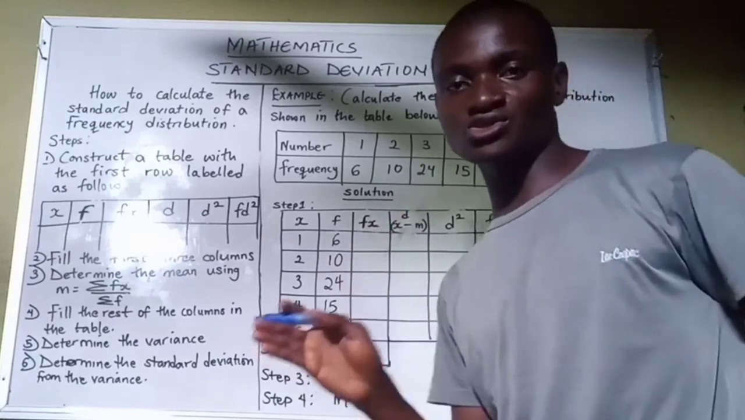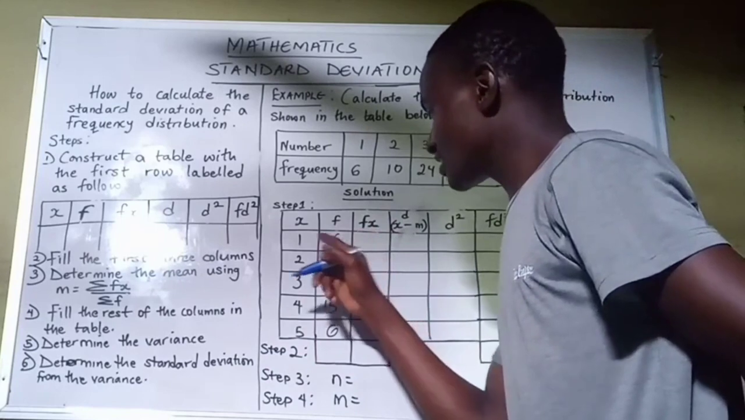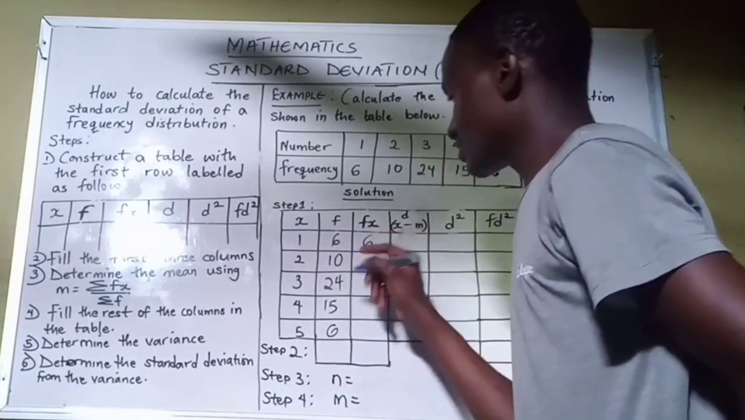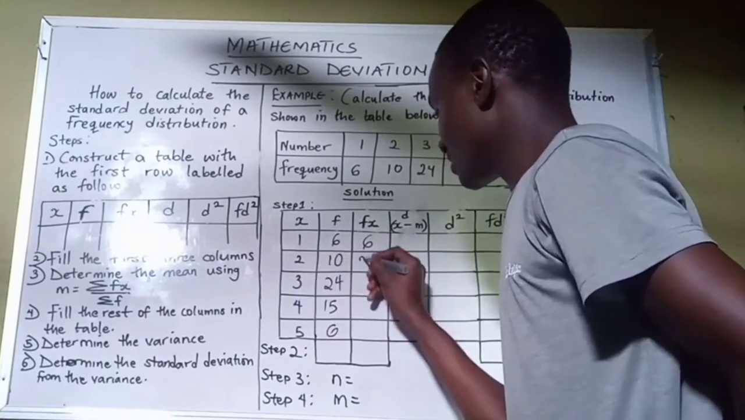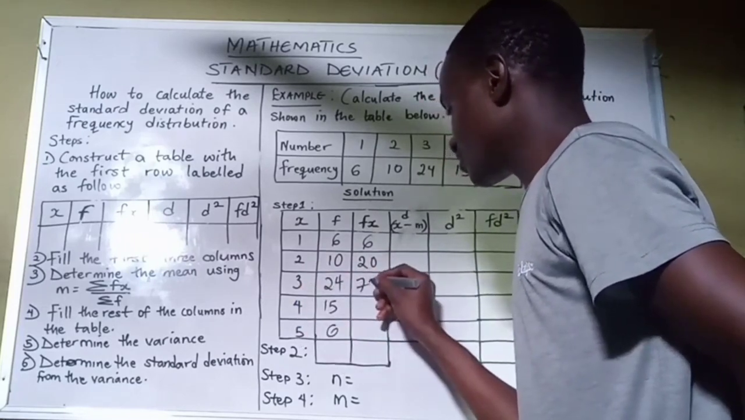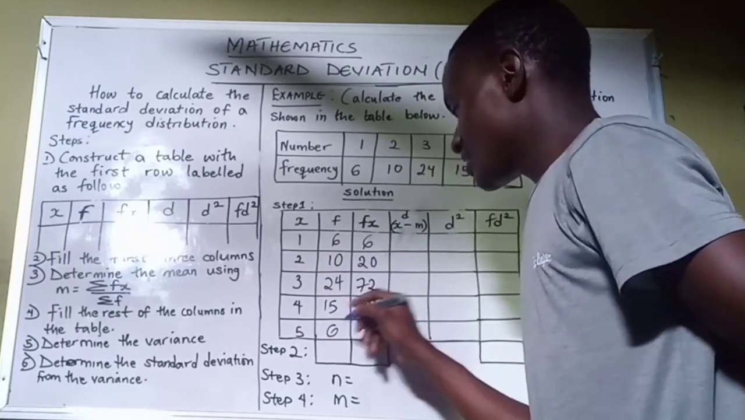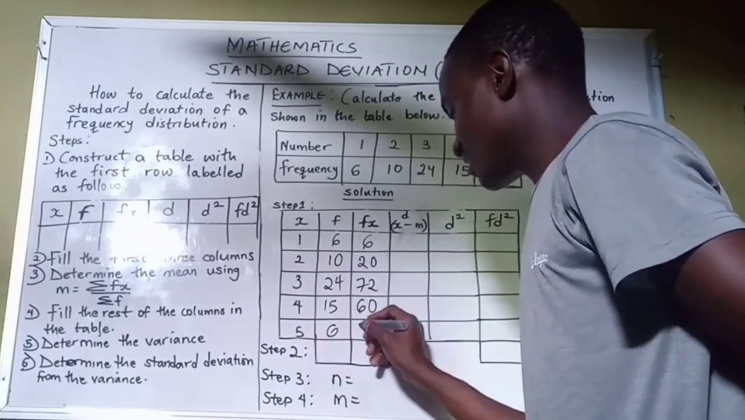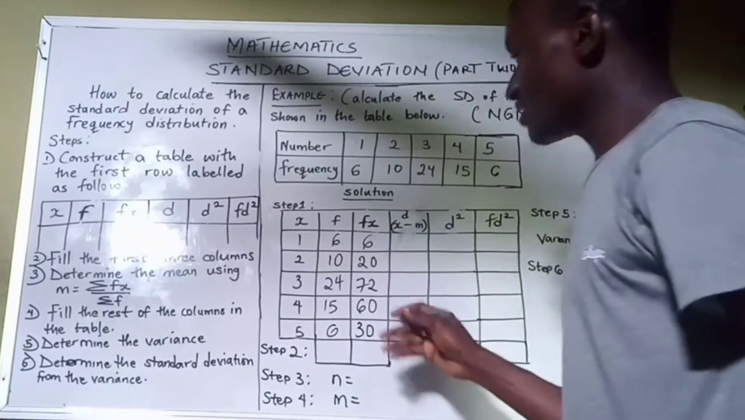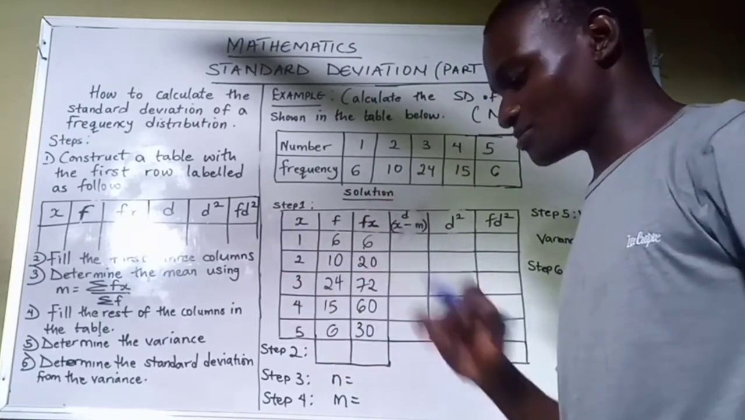Now, how do you get the third column? The Fx column. You are going to do 6 times 1, which is 6, 10 times 2, that is 20, 24 times 3, that is 72, 15 times 4, that is 60, and 6 times 5, that is 30. This is how you fill the first three columns of the table.